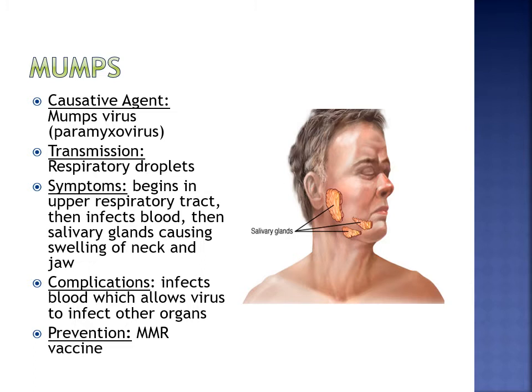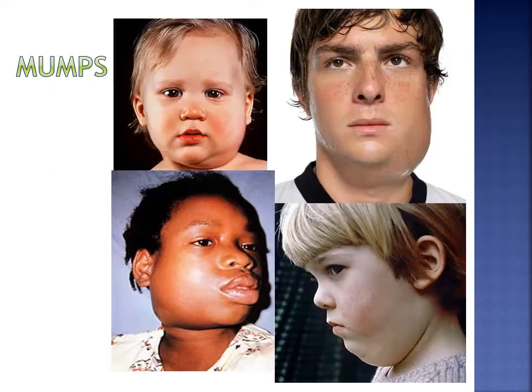Luckily, there is a prevention. It's the MMR vaccine, the measles, mumps, and rubella vaccine. This is just showing that swelling nature, and you can see especially on the top right and the bottom left there, that huge swelling of the one side of the jaw and neck. Luckily, again, we do have the vaccine.